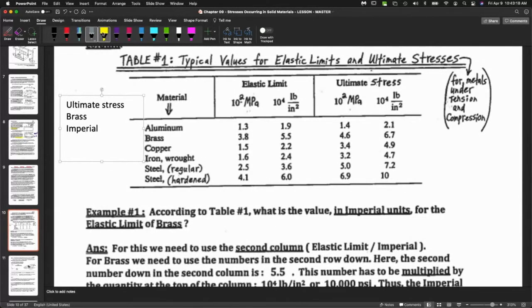Maha, yes. I got 3 people. So, I was asking for 10. I'm not setting the bar too high here, hopefully. Here's ultimate stress. Here's brass.